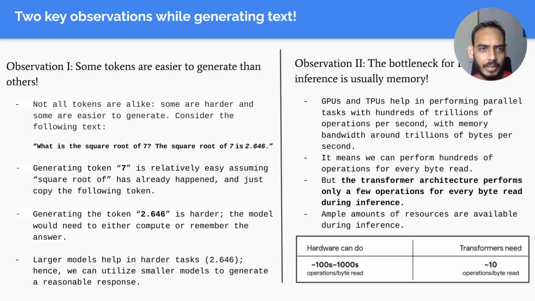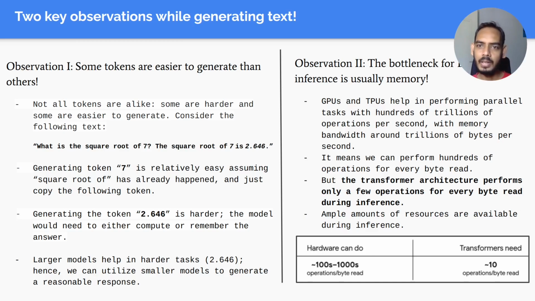So normally we run a large language model on GPUs or TPUs, and these hardware systems are capable of performing trillions of operations per second. But when we use them for a transformer-based large language model, they don't utilize these operations per second efficiently. For instance, the hardware is capable of doing hundreds to thousands of operations per byte, but the transformer architecture only makes use of around 10 operations per byte. So 1/10 or 1/100th of the operations are not being utilized.